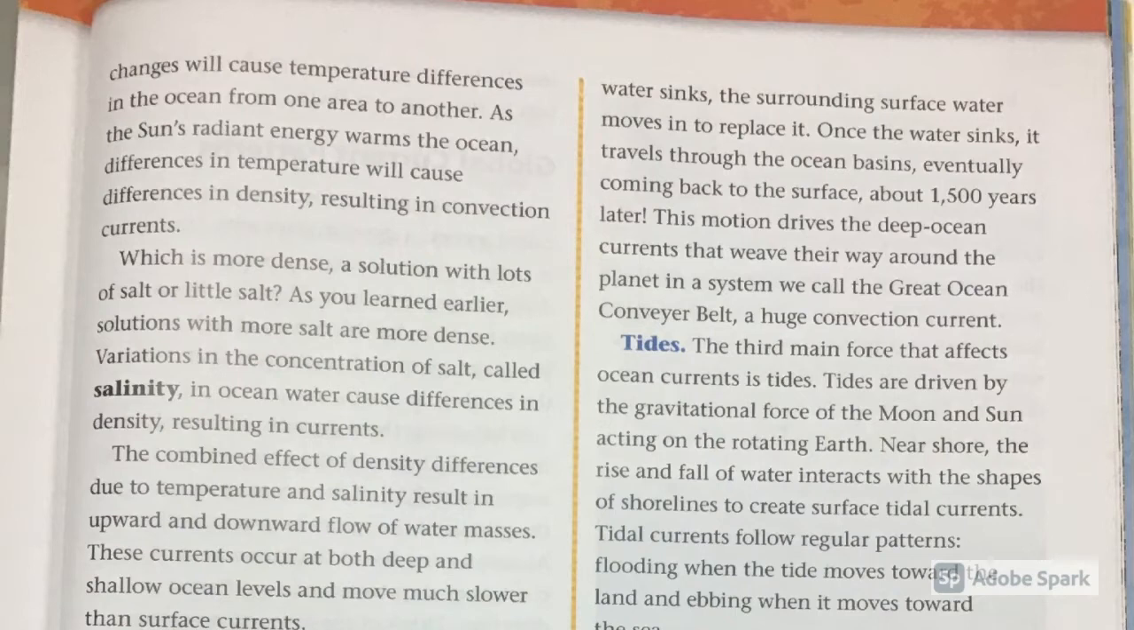Once the water sinks, it travels through the ocean basins, eventually coming back to the surface about 1,500 years later. This motion drives the deep ocean currents that weave their way around the planet in a system we call the Great Ocean Conveyor Belt, a huge convection current.